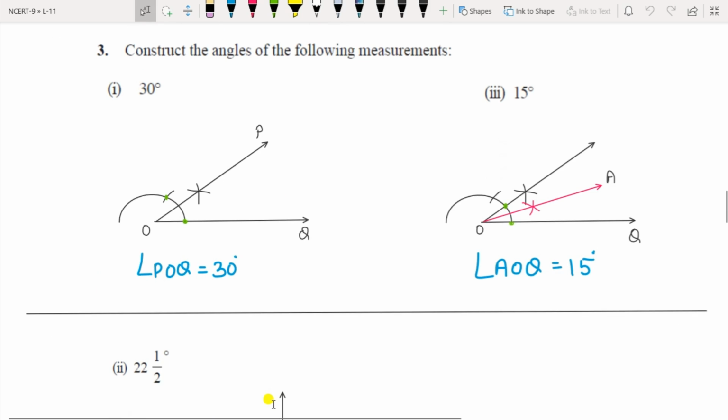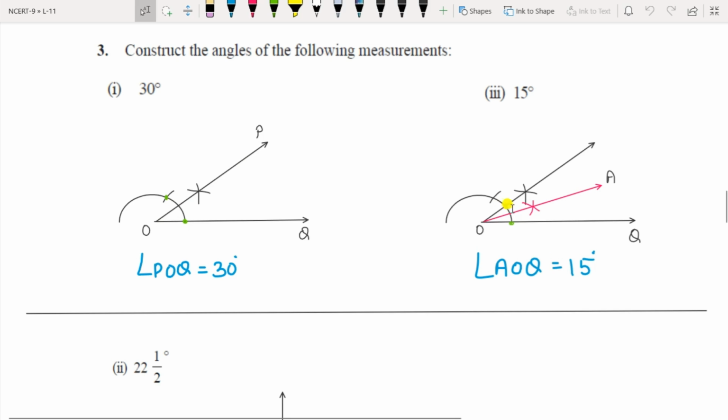These are the basic constructions: 30, 15 and 22.5. For 30, draw a line, draw a ray and make this semicircle and the arc here, that will be 60. Then, taking the measurement on the rounder from this point to the 60 and cutting the arc from the 0 to 60, extend the line, that will be OP here.